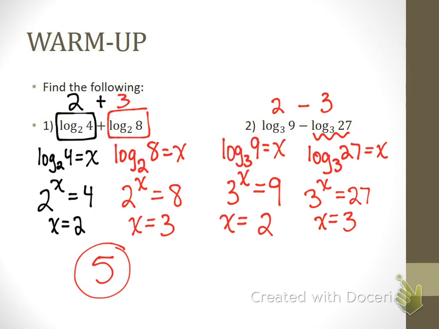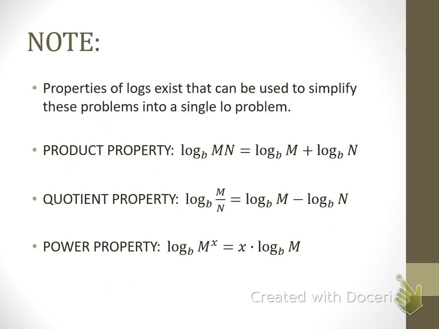And yes, 2 minus 3 does equal -1. So overall, that evaluates to -1. Questions? Concerns? We're sure. Properties of logs exist that can be used to simplify these problems into a single problem. That is probably not how I would have worded that, but that's fine.